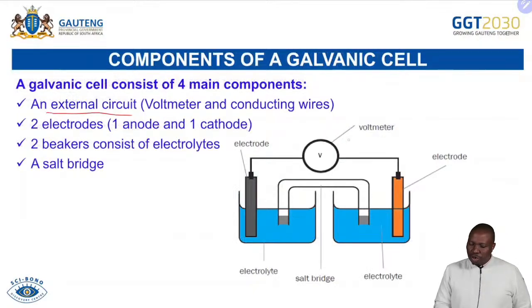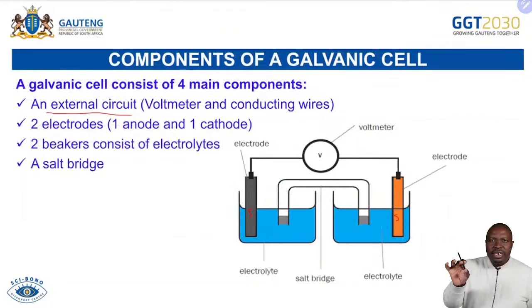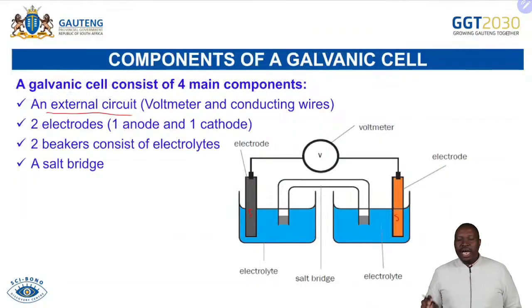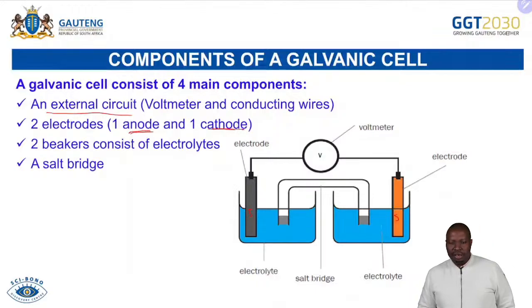To look at the components of a galvanic cell, we have an external circuit. You can see we have the voltmeter and the conducting wires. The conducting wires are connected to the electrodes, and we said they must always be solid so that they can conduct electricity. If we don't have a solid, we use platinum or graphite because those are inert electrodes. The two electrodes are the anode and the cathode. Remember, the anode is where oxidation occurs, and the cathode is where reduction occurs.